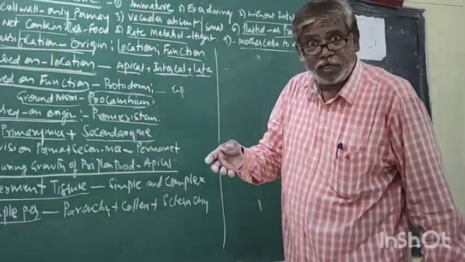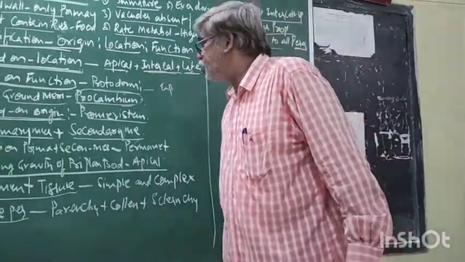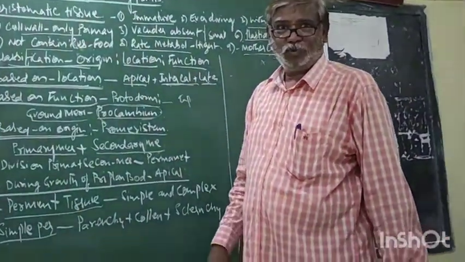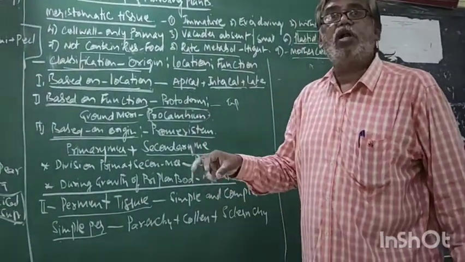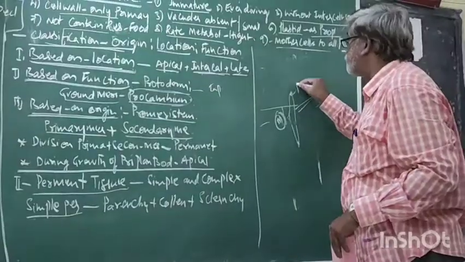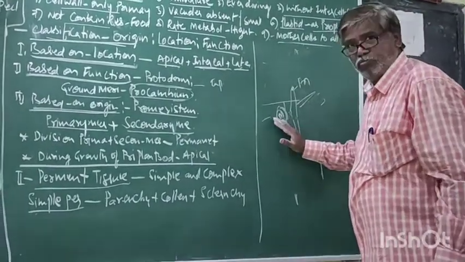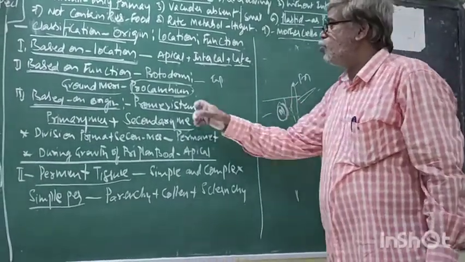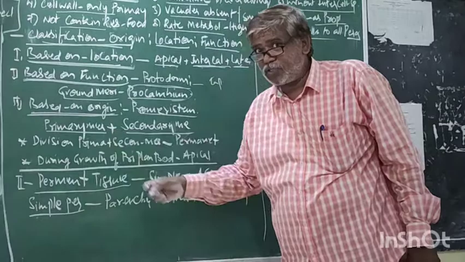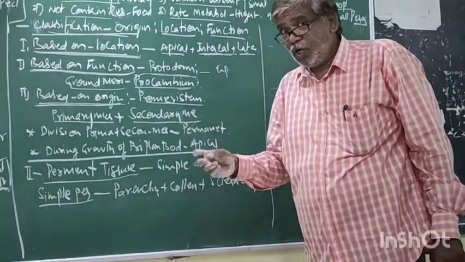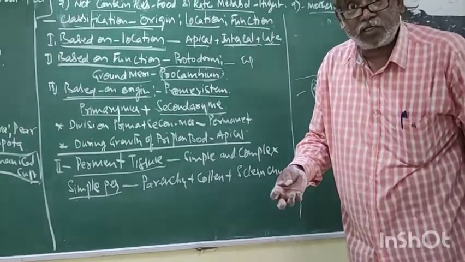The embryonic meristem which is present in the seed is called promeristem. Primary meristem is formed by promeristem. Without promeristem there is no primary meristem. Promeristem means the meristematic tissue which is present in the embryo or in the seed.